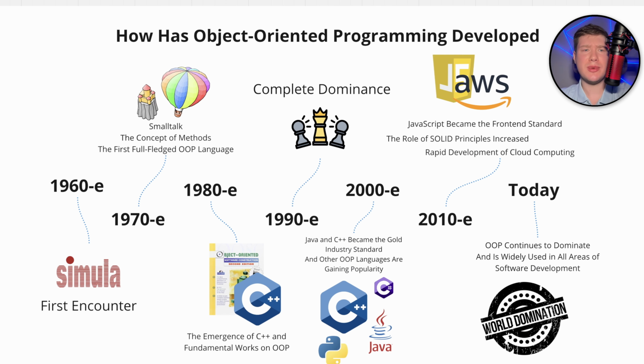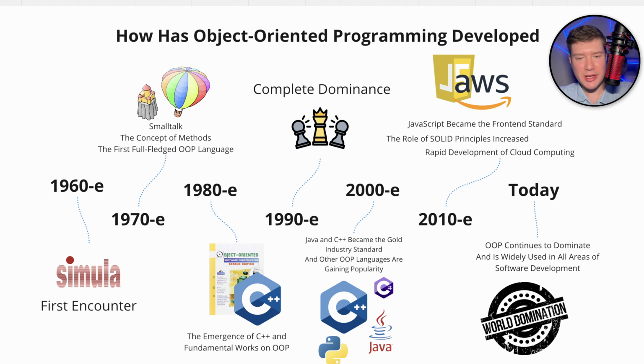Let's talk briefly about how object-oriented programming has developed. Object-oriented programming was founded in the 1960s. The first encounter was the language Simula, and in the 70s the concept of methods was implemented in the first full-fledged object-oriented programming language, called Smalltalk. In the 80s, C++ and the fundamental works in object-oriented programming were created. And since the 90s, object-oriented programming has been the completely dominant paradigm all around the world.